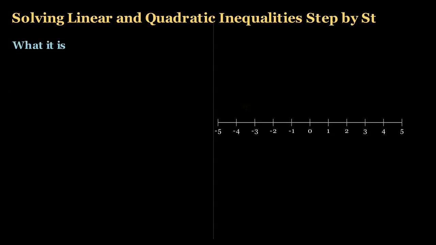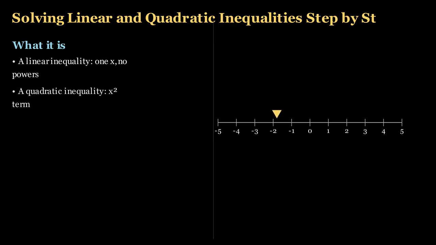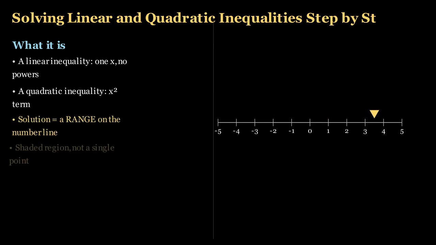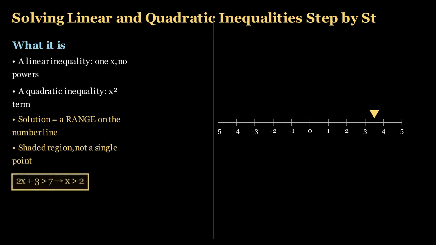You already know an inequality is like a balance scale that tips one way. Now we're going to solve two common types. A linear inequality has just plain x, like 2x plus 3 is greater than 7. A quadratic inequality has an x squared term, like x squared minus 4x is less than 0.